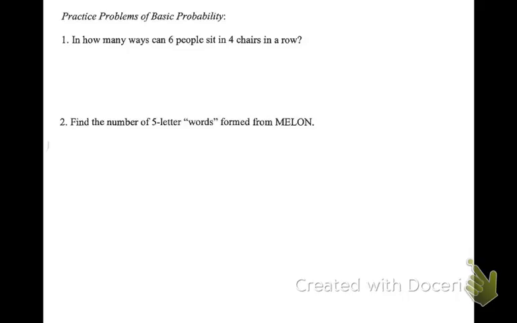Okay, so let's look at this problem. It says, in how many ways can 6 people sit in 4 chairs in a row? Now looking at that, you might see in a row and say, well, that means order matters, so this must be a permutation. And if you said that, you are correct. Okay. So the question is, how do I use permutations? Now we have 6 people sitting in 4 chairs, which means we have 6 things taken 4 at a time. So we have 6P4.